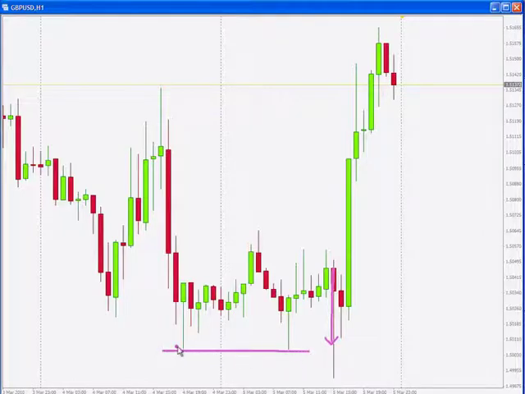Okay, we had formed a double level of support. Price had found enough buyers, enough buying pressure at that particular level to rebound up off that level twice already. So price came back down to retest that level once again, and check this out.